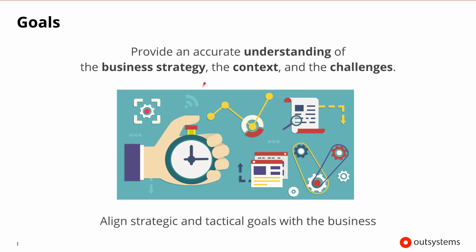The main purpose of the vision document is to provide an accurate understanding of the business and the problem that needs to be solved. To do this, we need to understand the context, including the business strategy. The business vision needs to align both the tactical and strategic goals of the business.